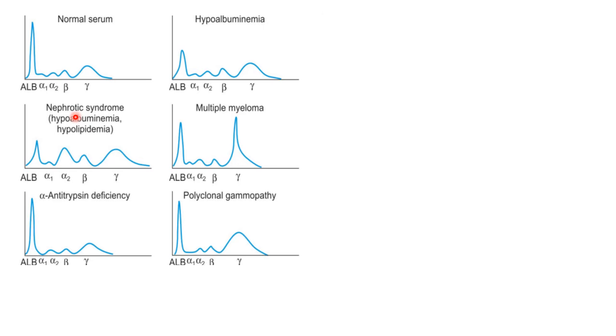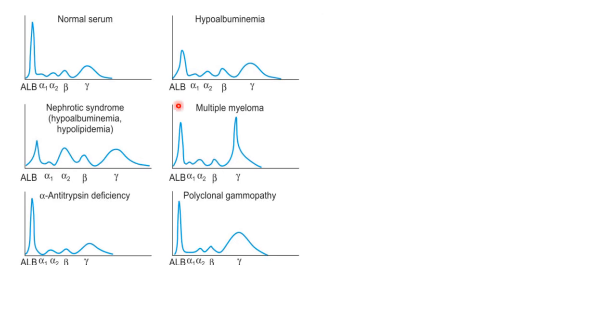This is the electrophoretic pattern seen in case of nephrotic syndrome. Nephrotic syndrome is characterized by proteinuria, so there will be hypoalbuminemia along with hyperlipidemia. There is a hyperlipidemia, this is the printing mistake. So the albumin band will be lower and small as compared to the normal serum sample, and there is also accumulation of alpha-2 macroglobulin. So the alpha-2 band will be larger as compared to the normal serum sample.